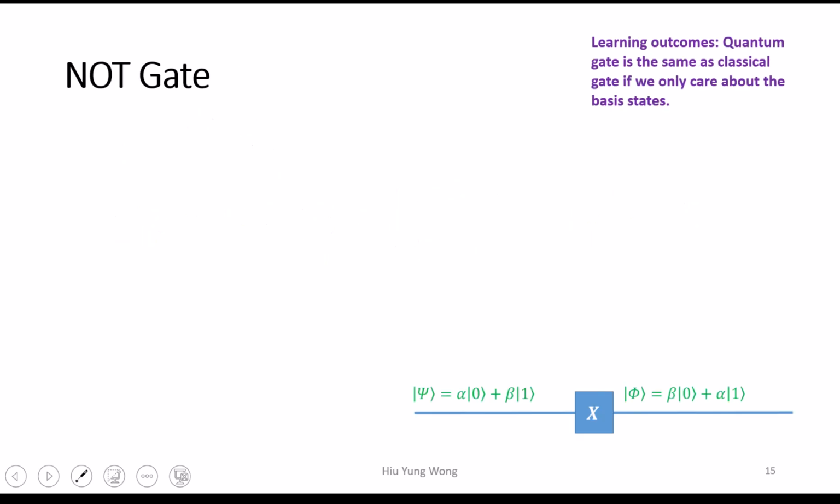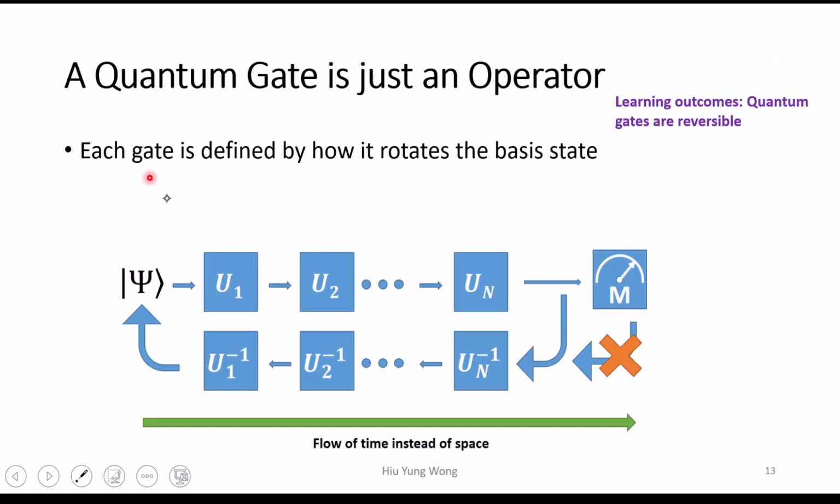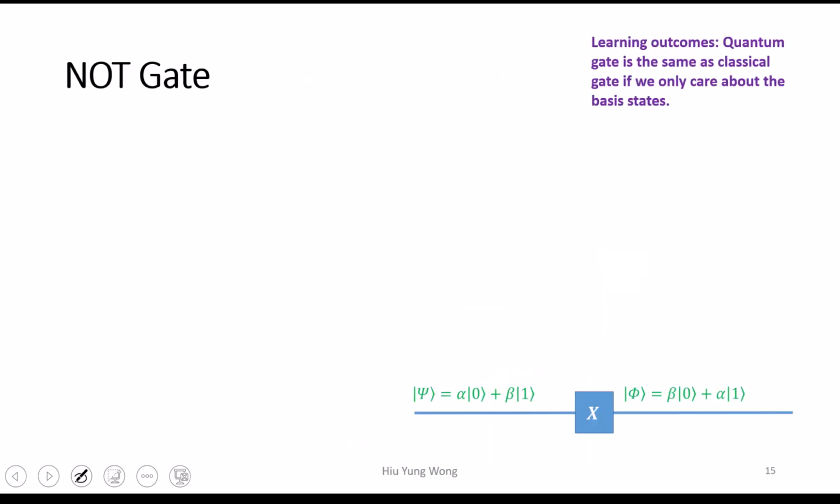The second gate we want to learn is the NOT gate. Now, how do we define a gate? This is important, you need to memorize this. Each gate is defined by how it rotates the basis states. If we know how it rotates each basis state, x0, x1, up to xn, then we know the gate. For one qubit, the basis states are 0 and 1. If I know how 0 and 1 rotate, I define a gate. For example, the NOT gate.